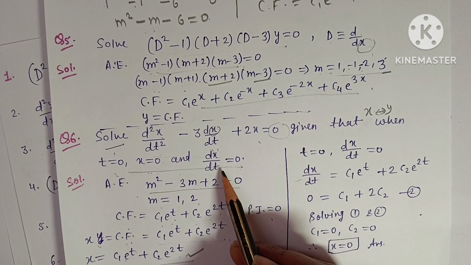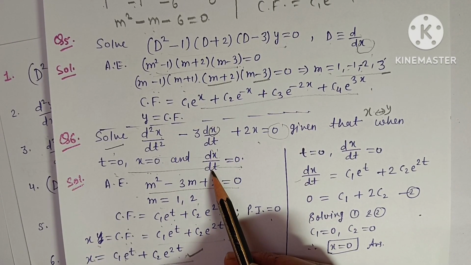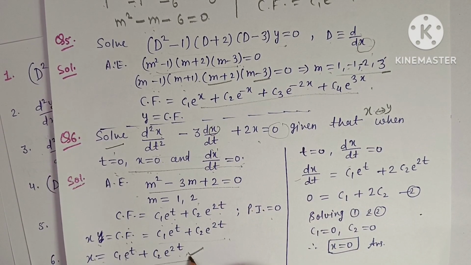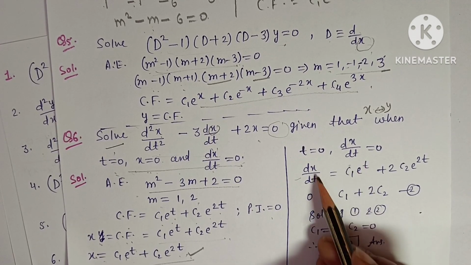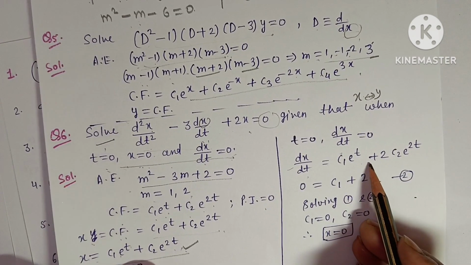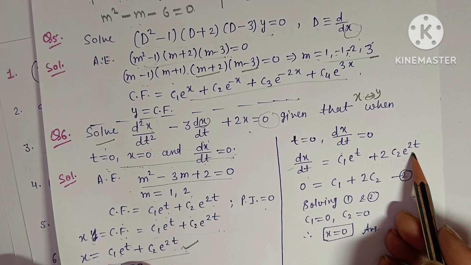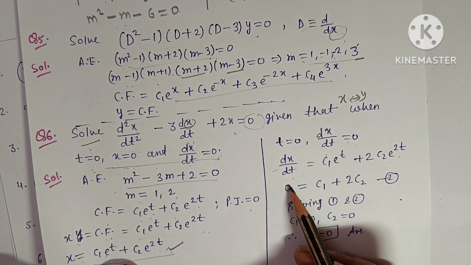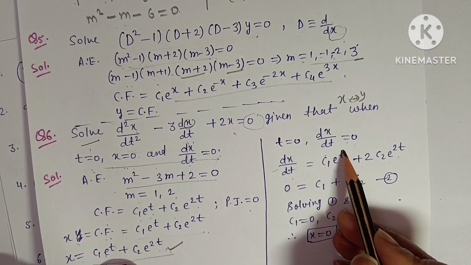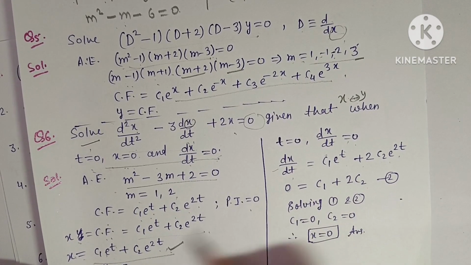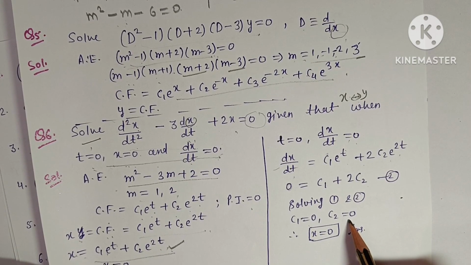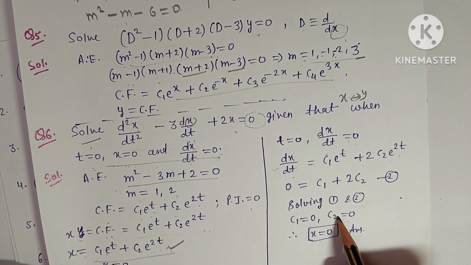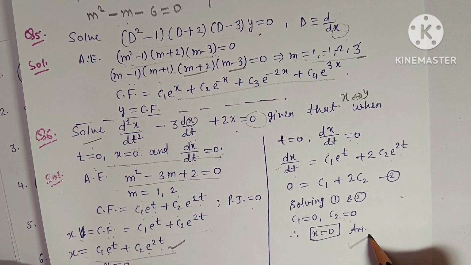Then the second condition is dx by dt is 0 when t is 0. But you don't have dx by dt, so after differentiating this solution for x, you will get dx by dt. So dx by dt will be C1 e to the power t plus 2 C2 e to the power 2t. Then you can use this condition here. So dx by dt is 0, that is why I have written 0 here, then C1, because this will become 1, then 2C2. Now solving 1 and 2, you will get C1 equal to 0 and C2 equal to 0. This means both constants are equal to 0, and after substituting the values of these constants in x, you have x equal to 0.